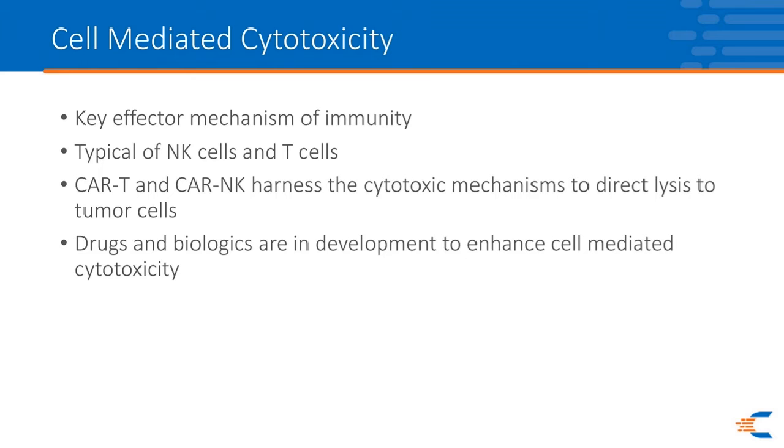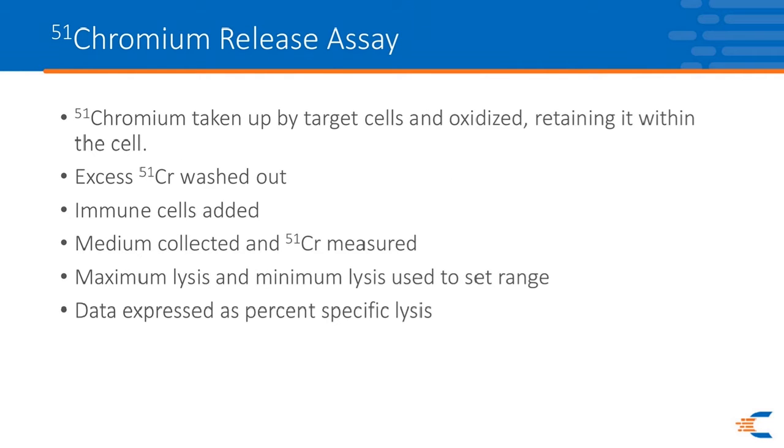Now, this is the key effector mechanism of immunity. Whether it's a viral infection or a transplant or a tumor, a lot of what goes on to kill those cells is from T and NK cells that are equipped with cytotoxic granules to kill targets that trigger their various receptors. And it is this activity that's harnessed by the CAR T and CAR NK therapies that are making their way through clinical trials. By loading in a chimeric receptor, it's designed to direct the lysis to the necessary cells. And there are also drugs and biologics in development to enhance this particular function of the immune system. And so, naturally, what you need is robust assays to measure this.